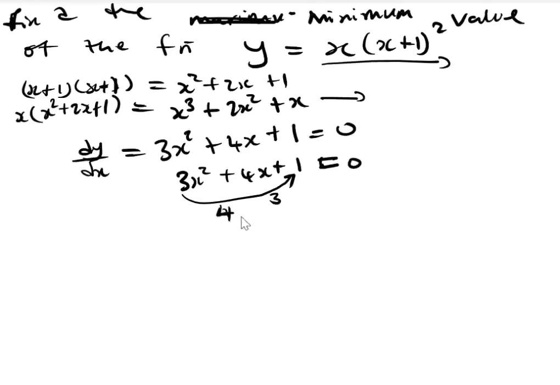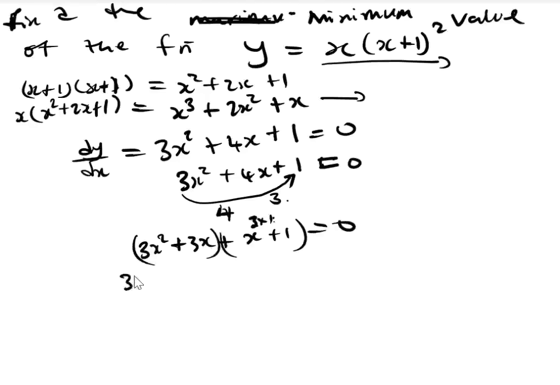And those numbers are 3 and 1. 3 multiplied by 1 is 3, and 3 plus 1 is 4. Therefore, we rewrite it as 3x squared plus 3x plus x plus 1 equals 0. If I factor out 3x, I have x plus 1. And if I factor out 1, it will be plus 1, giving me x plus 1, and this is equal to 0.